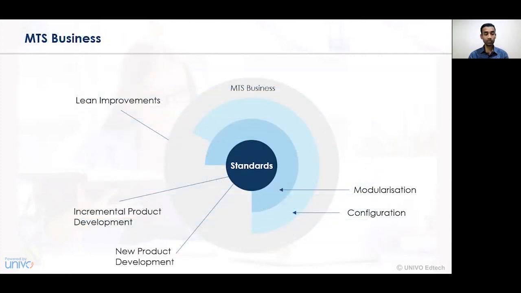Now let's look at the components or the participants in MTS as a part of a business. The various components of the MTS business strategy are modularization, configuration, lean improvements, incremental product development, and lastly, new product development. So these are the various participants for the standardized implementation of an MTS business.